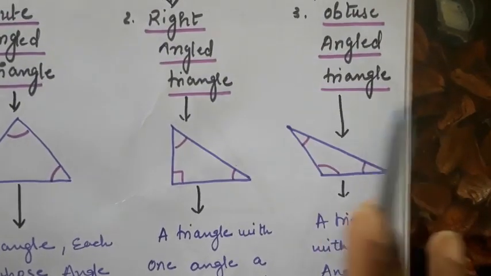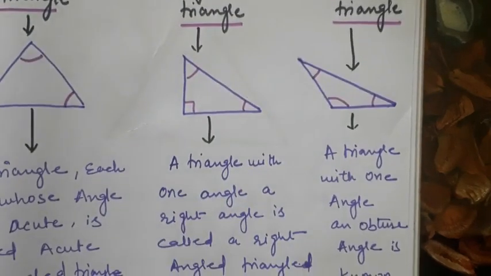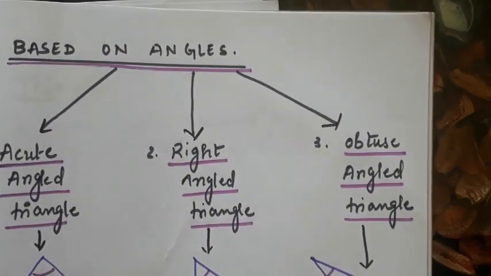Next is the obtuse angled triangle, a triangle in which at least one angle is obtuse, and the rest can be acute. So till here it was the classification of triangles based on sides and angles. I hope it is clear.